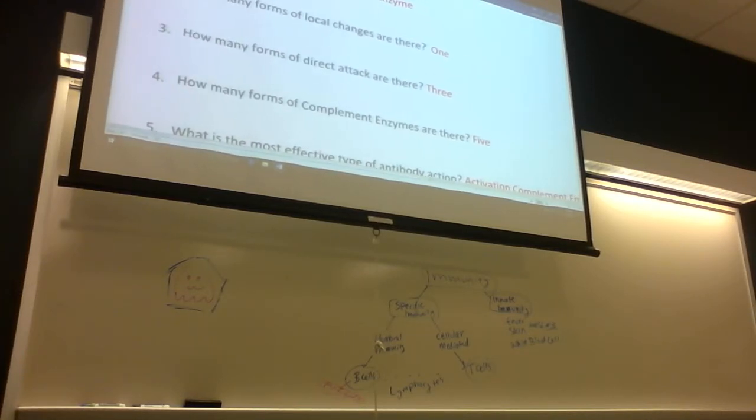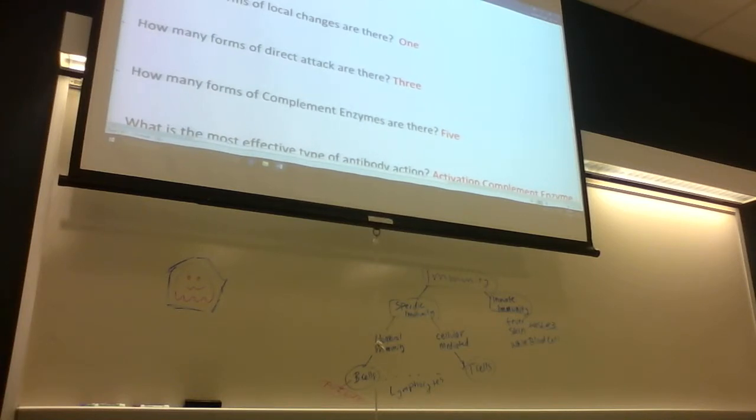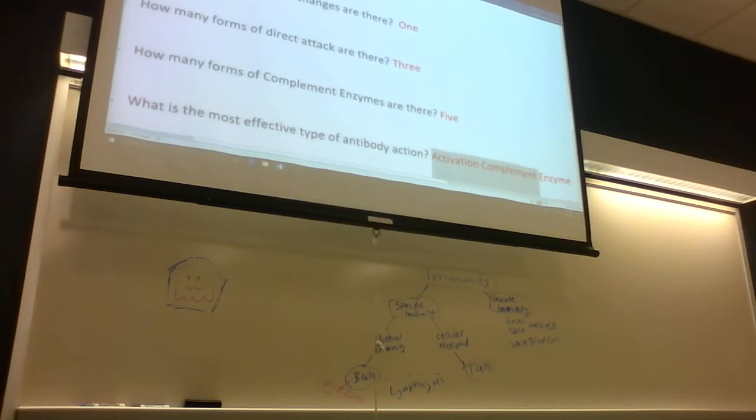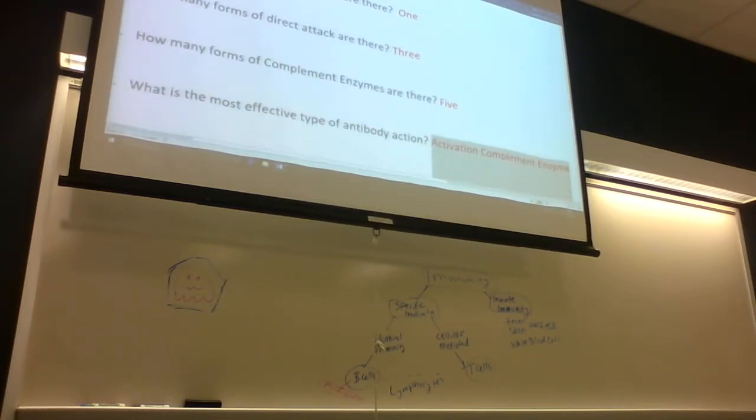The most effective type of antibody action is the activation of complement enzyme. So if you could choose between all your immune functions, you would want your complement enzyme to activate, that you would want that to work.